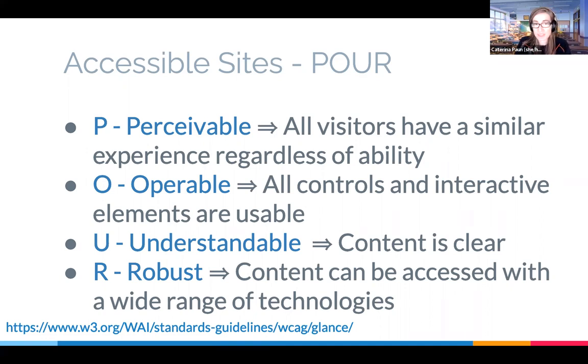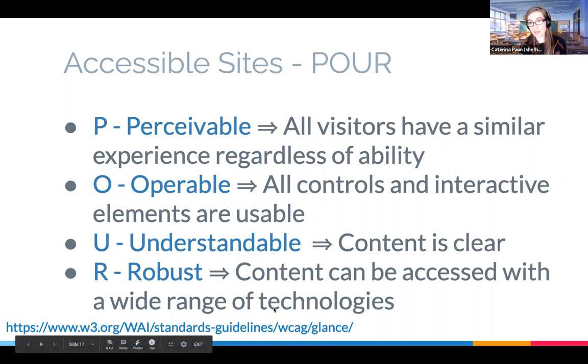So perceivable means that all visitors have a similar experience regardless of ability. Operable means that all controls and interactive elements are usable. Understandable, content is clear. Robust, content can be accessed with a wide range of technologies. Now there are more descriptions at this link, if you want to read more about the guidelines.